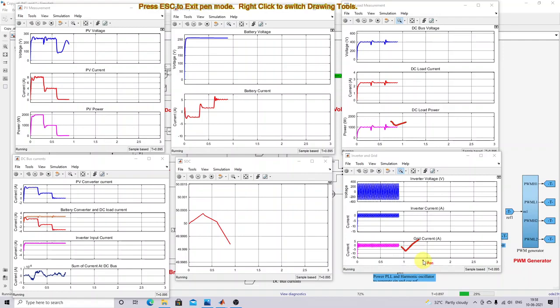Okay, next you have to see the changes after 0.9, right? After 0.9, what happened? The irradiation changed from 10 watts per meter square to 500 watts per meter square. So we will check the response. So what happened with this system?